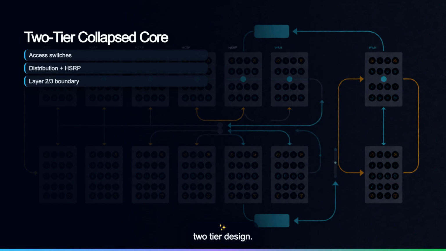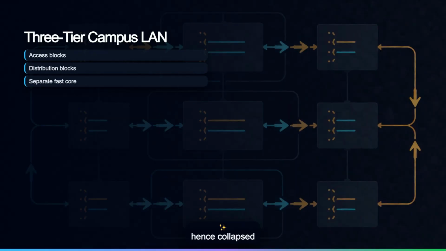Let's zoom into two-tier design. Only two layers: access and distribution. The distribution layer wears two hats: distribution and core. Hence, collapsed core. Access switches connect to both distribution switches, partial mesh.